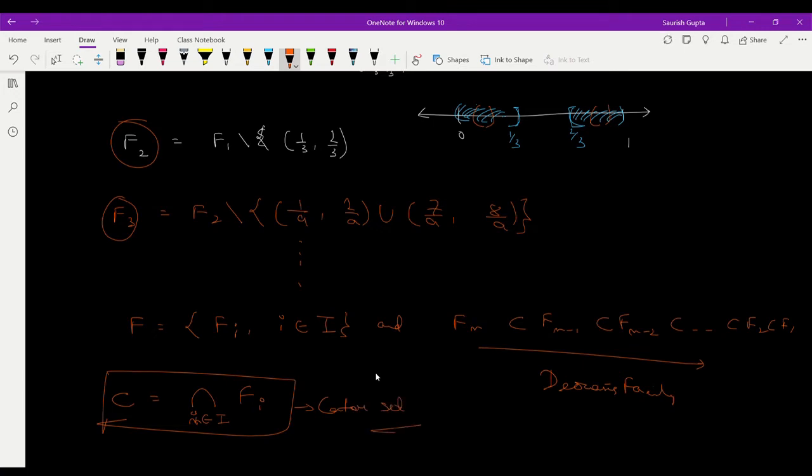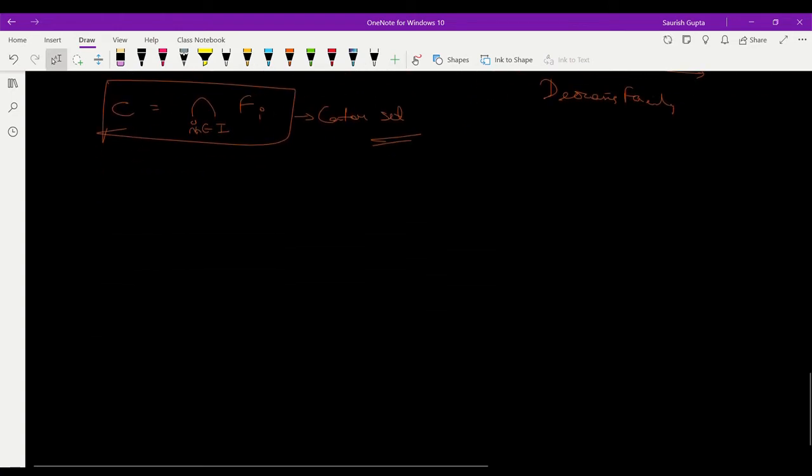This set is called the Cantor set. Is it clear? Now see, with every formed set we are dropping intervals, right? So what are the lengths of those dropped intervals? First we dropped a 1/3 part, then we dropped a 2/9 part, then we dropped a 4/27 part.